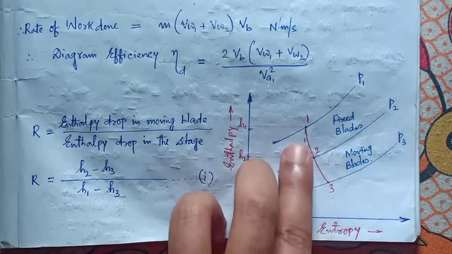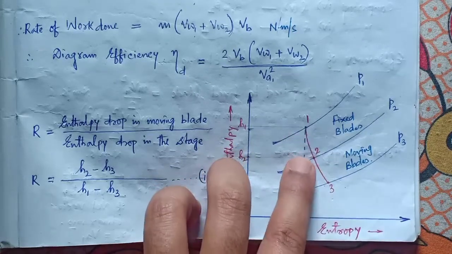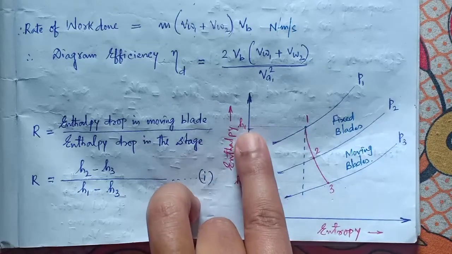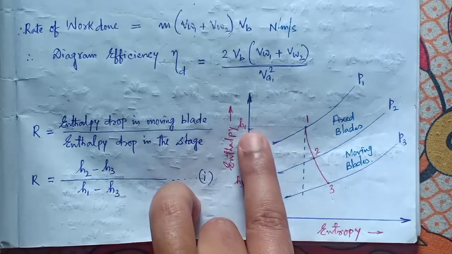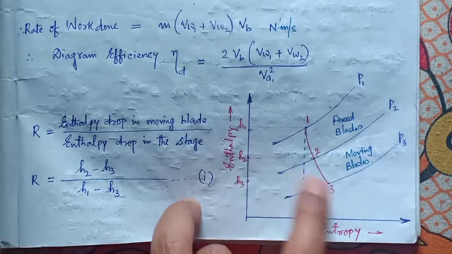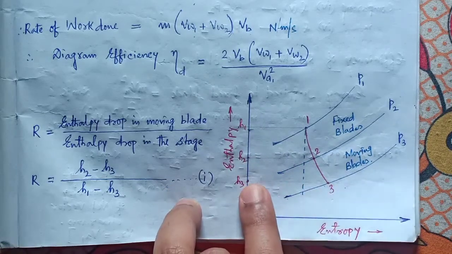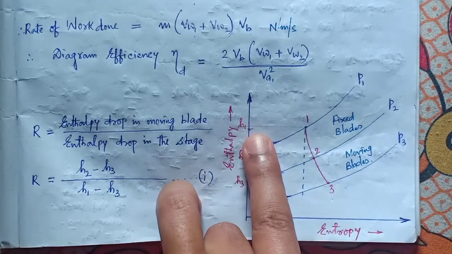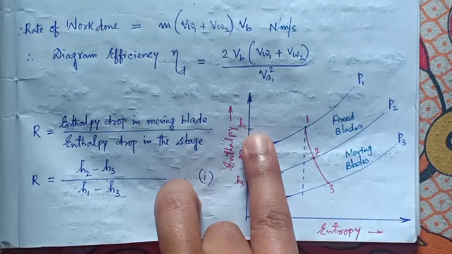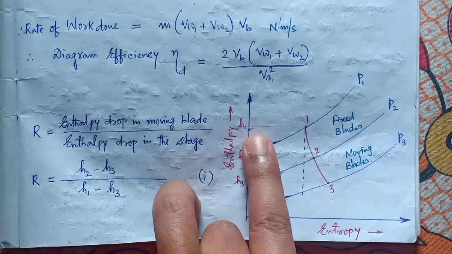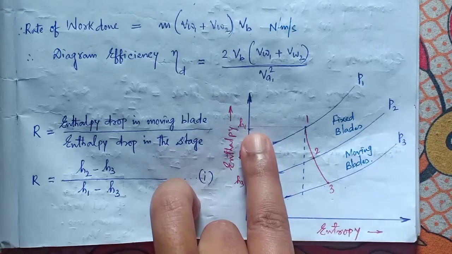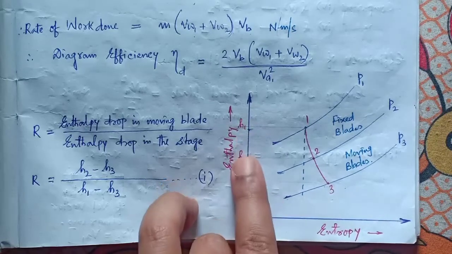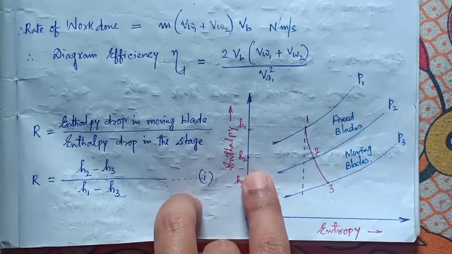Now, at each point we will have an enthalpy. Suppose this is our point 1, so at point 1 the enthalpy will be H1, at point 2 the enthalpy will be H2, and at point 3 the enthalpy is H3. These are specific enthalpies; enthalpy is a form of energy, and as it is specific, the unit of h is kilojoule per kg.